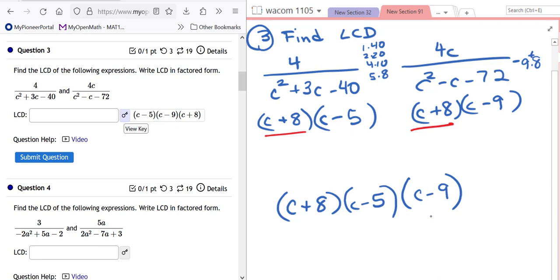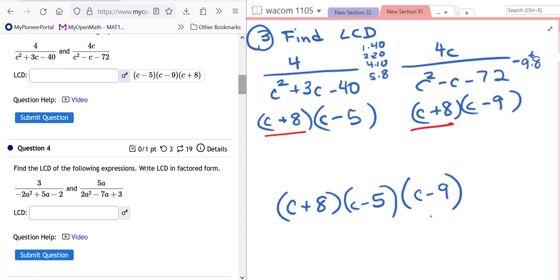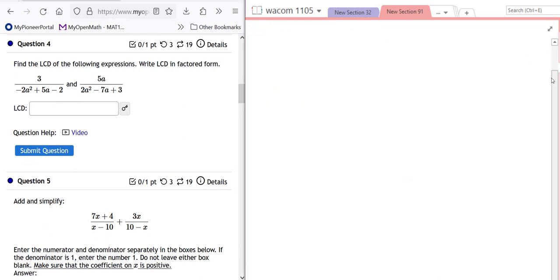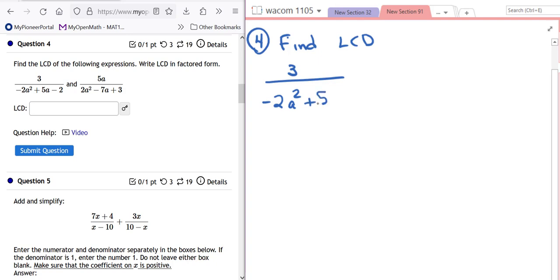All right, let's do one more of those. So question number 4 is going to do that also. So it's just find the LCD, least common denominator. That's what that stands for. So you don't even really care what's on the numerator. So you have to factor these. And they're not very nice for factoring. So we'll go through that.